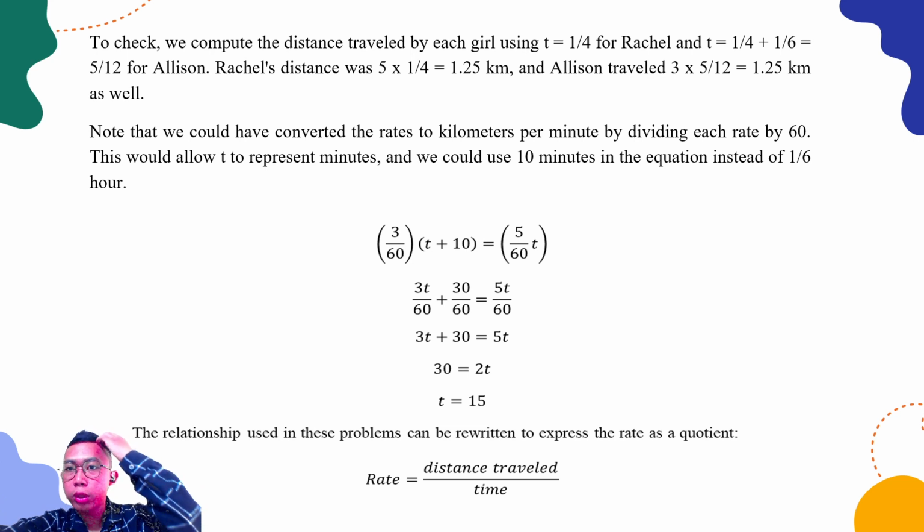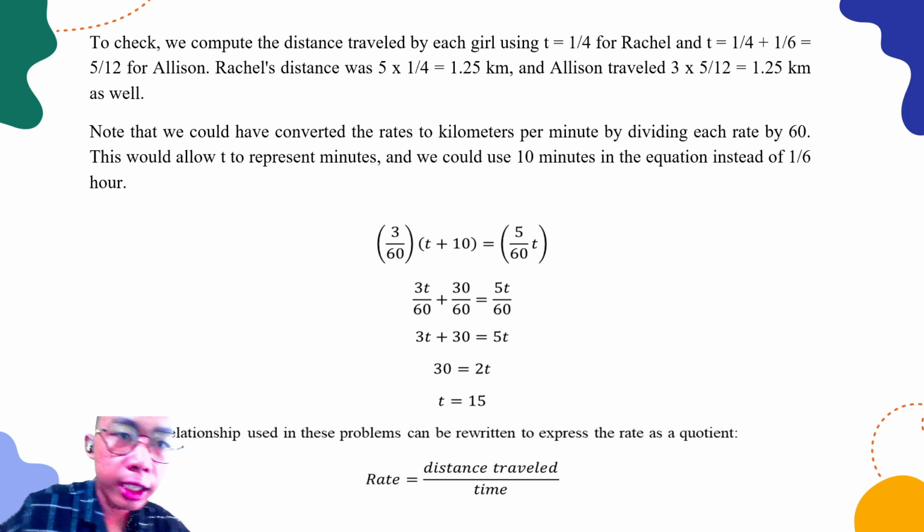To check, we compute the distance traveled by each girl using t = 1/4 for Rahel, and for Alison t is 1/4 + 1/6, so 5/12. Rahel's distance was 5 times 1/4, which is 1.25 kilometers, and Alison traveled 3 times 5/12, which is 1.25 kilometers as well.